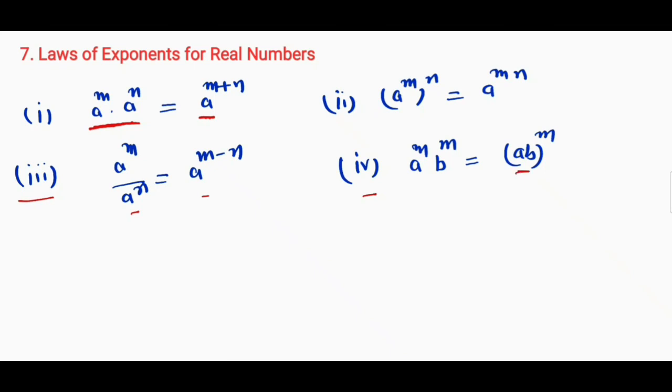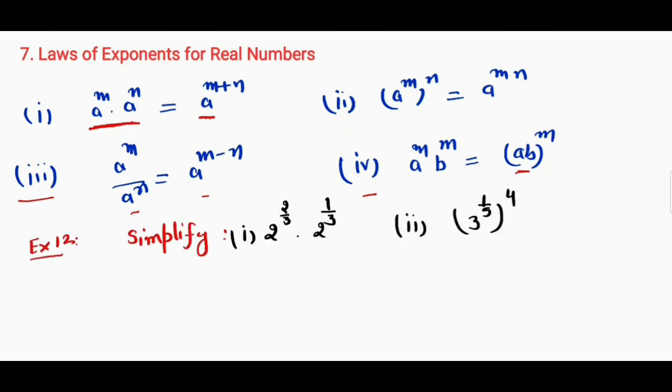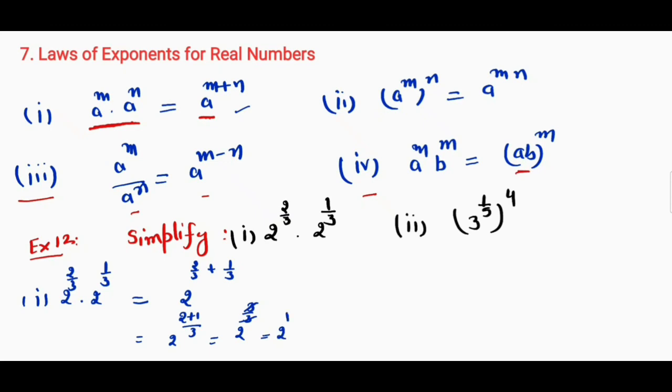Let's do a few questions related to these laws. So the first question here is 2 raised to power 2 by 3 into 2 raised to power 1 by 3, which will be equal to, I will apply this law first. So this will become 2 raised to power 2 by 3 plus 1 by 3, which is equal to 2 raised to power (2 plus 1) divided by 3, which will be equal to 2 raised to power 3 divided by 3. They will get cancelled, so I will be left with 2 raised to power 1, which is equal to 2, and this 2 is my answer.